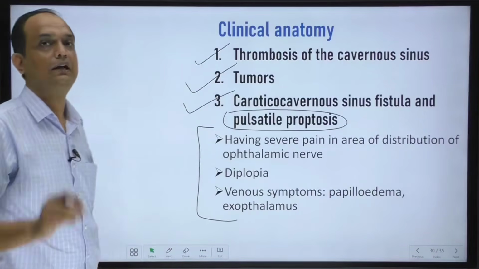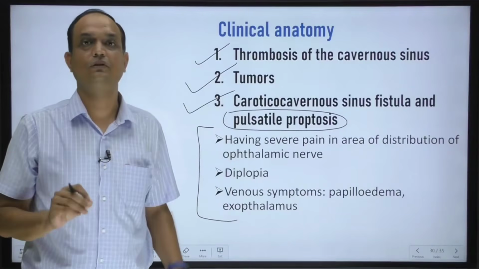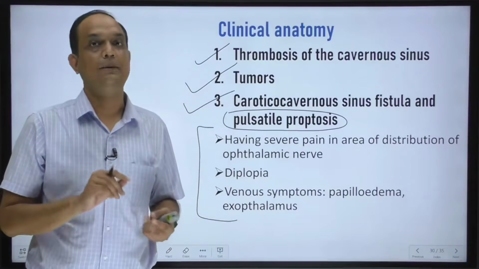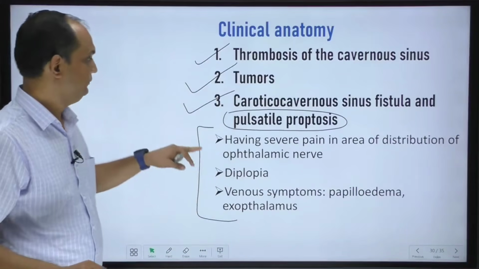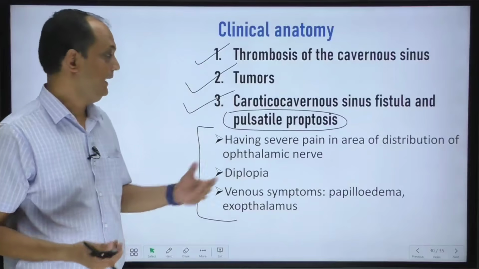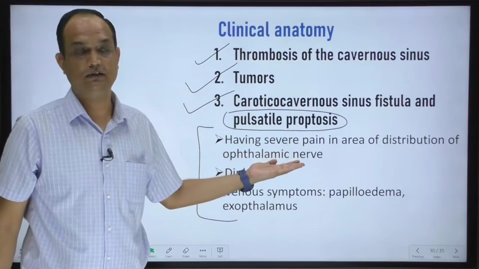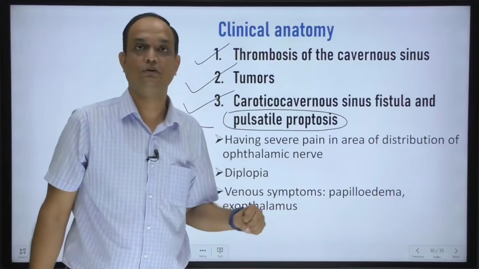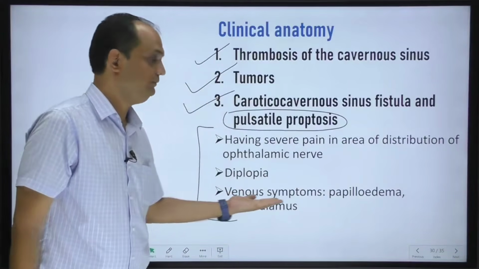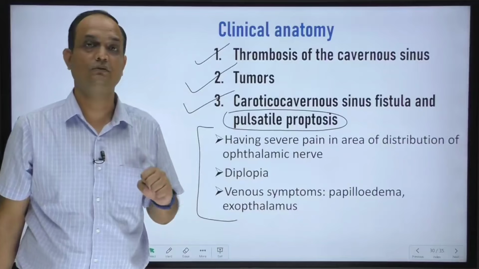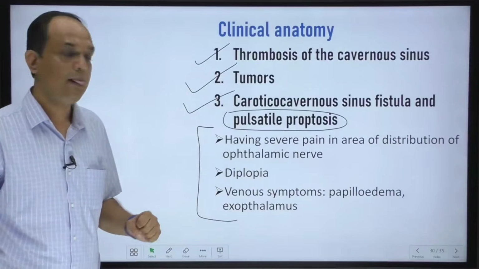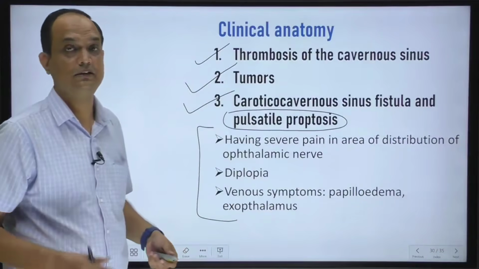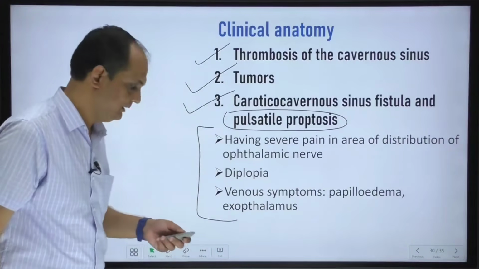Why? Because ultimately there is an affection of the third cranial nerve, fourth cranial nerve, ophthalmic nerve, and abducent nerve. So the features are related to pain in the distribution areas of these cranial nerves. Diplopia occurs because of loss of coordination of the extraocular muscles. There are venous symptoms because of congestion of the superior and inferior ophthalmic veins. So the patient will have papilloedema, difficulty in vision, swelling, and periorbital edema.